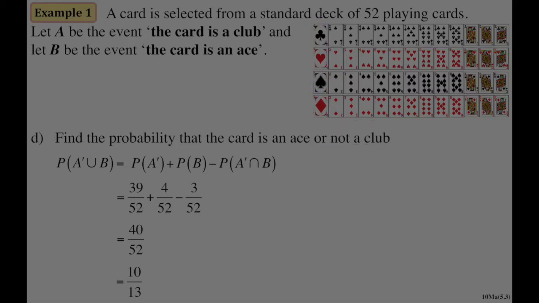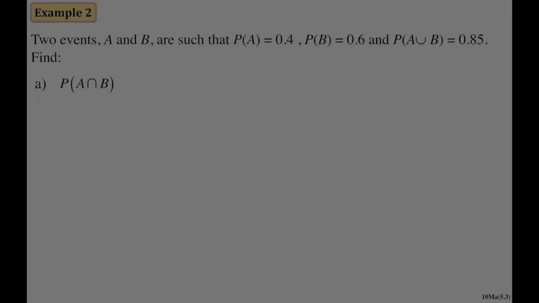So they're quite tricky. It's a matter of practice with these ones. Let's have a look at example 2. Now these ones will appear typically in the tests every year. Let's see how this goes. If I look at this particular question, it says, find the probability of A intersection B. Now we know the formula is this.